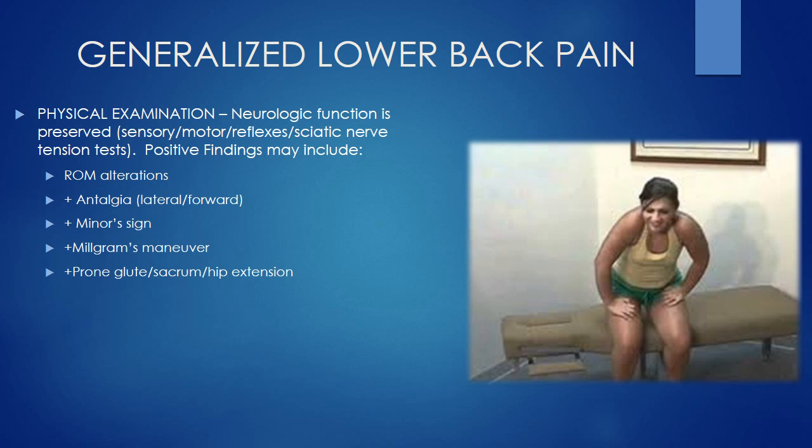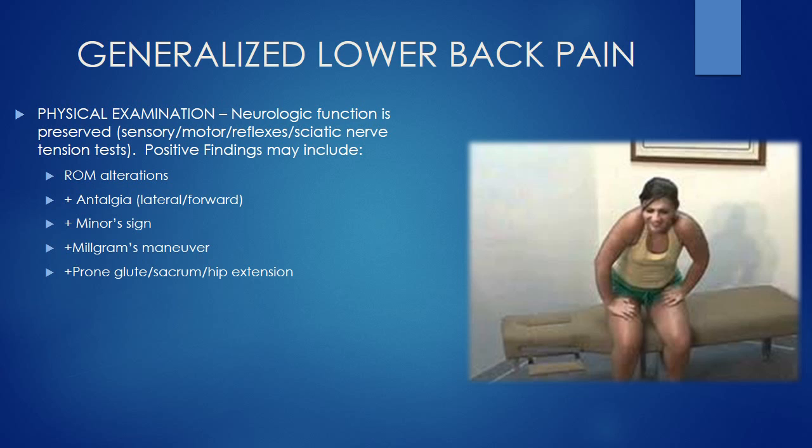A key objective finding for a painful lower back condition is the presence of antalgia. Antalgia is a Greek word that means away from pain. So when a person has a painful and hot lumbar facet, for example, on the lower right side, they will lean away from the right side. They will lean away from the pain and move toward their left. This is known as antalgia.